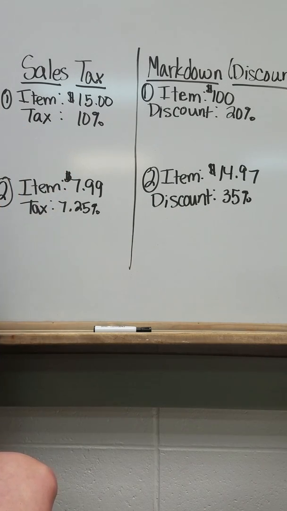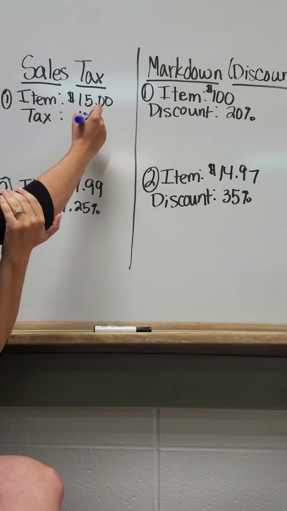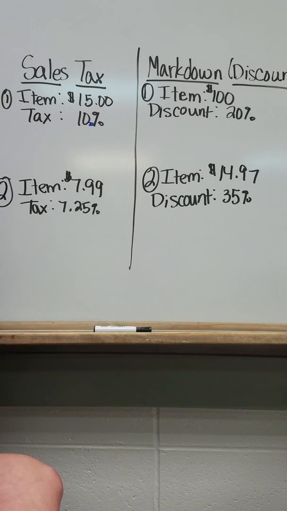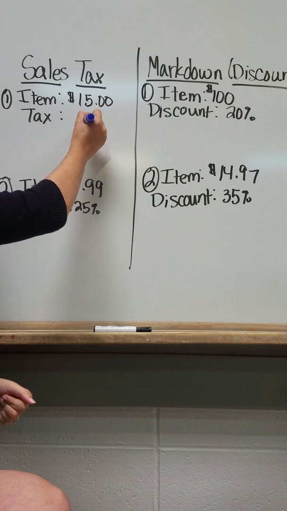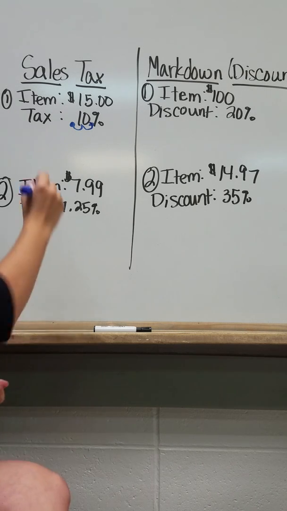The first one we're going to do for sales tax, we're going to pretend our item is $15 and we have a 10% sales tax. The first step always in these types of problems is to move our decimal in our percent. So I'm going to find my percent, which in this case is 10. My decimal is currently right there, even though I can't see it, and I'm going to move it 2 places to the left. 1, 2. So step 1, always move the decimal. Step 2, we're going to multiply.